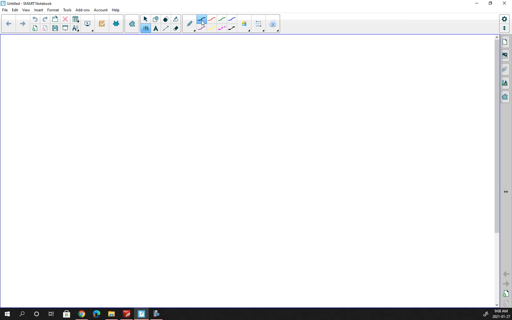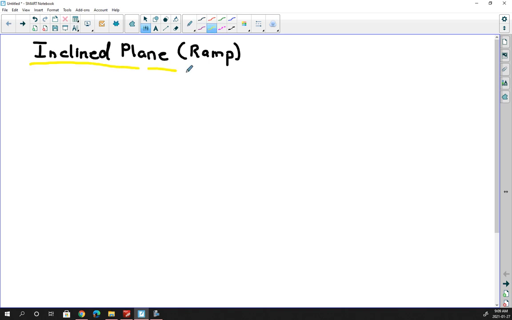And one of the classic ones is called an inclined plane, also known as a ramp. And it's used a lot in first year university physics courses. So let's draw the ramp.